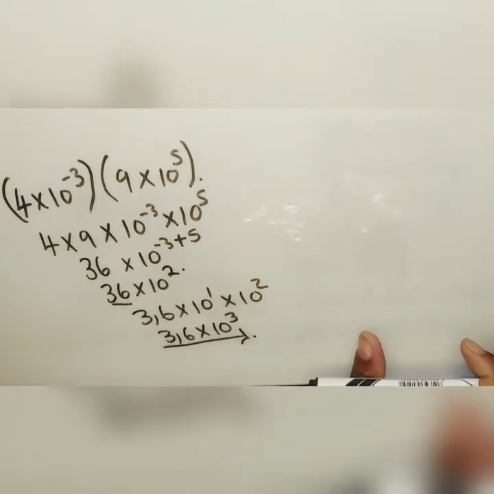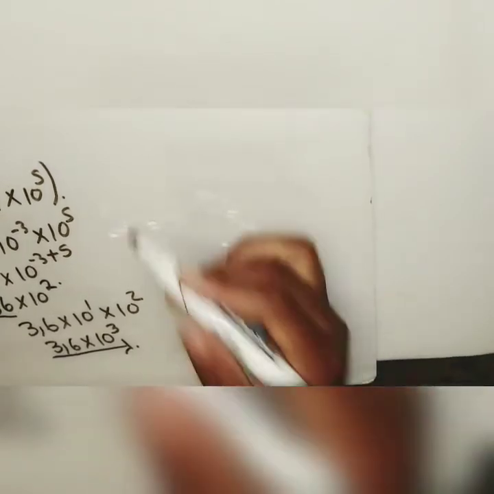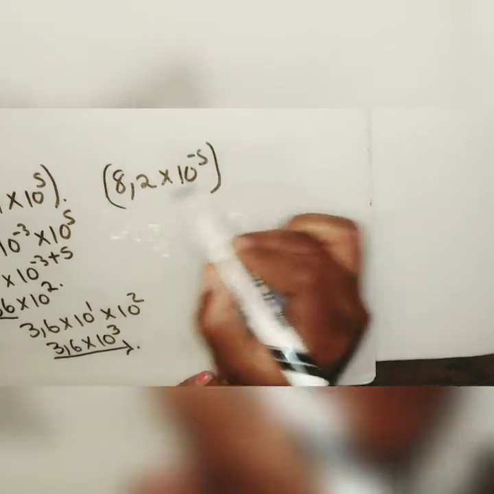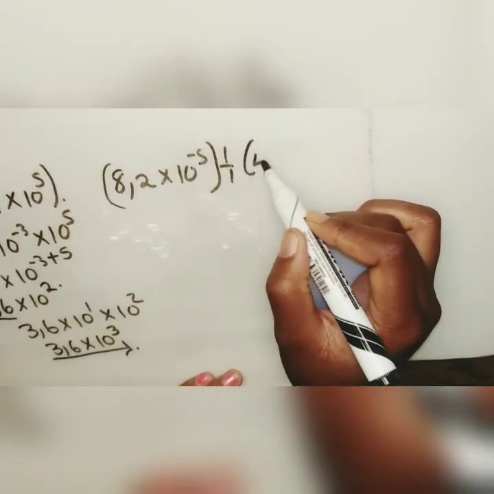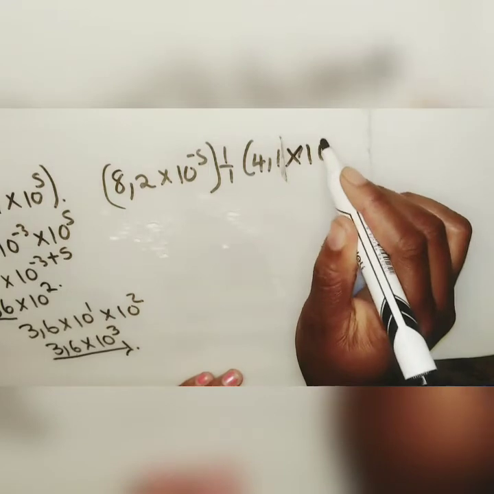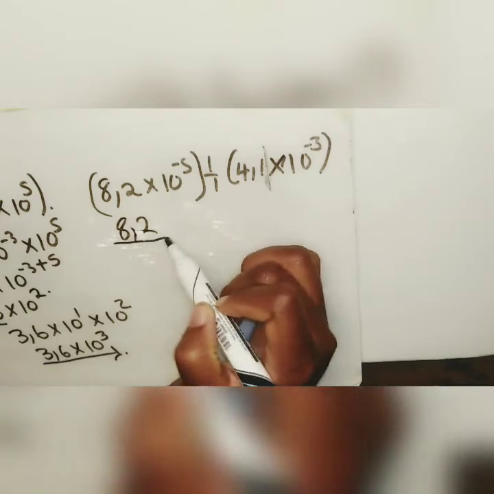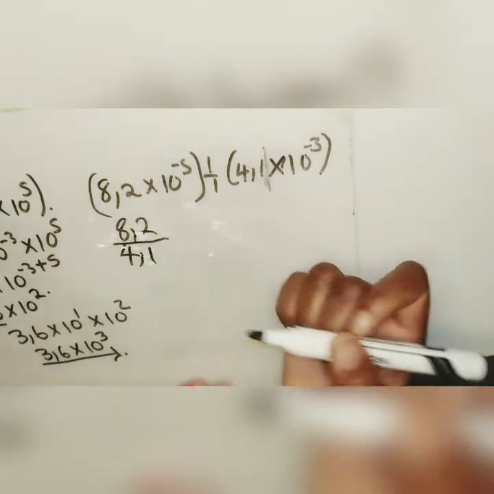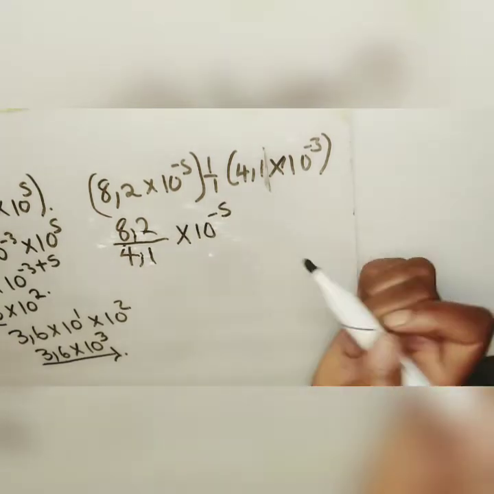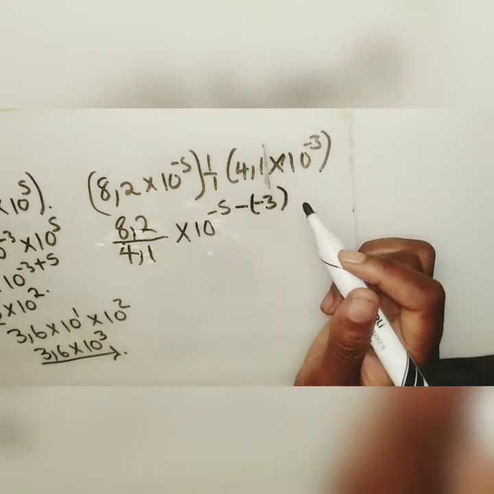And then part D of the question says we must calculate 8,2 times 10 to the power minus 5 divided by 4,1 times 10 to the power negative 3. So we are dividing. So we say 8,2 divided by 4,1. I don't know if you guys can see there. Times 10 to the power minus 5. Because we are dividing, we are going to subtract our powers. So it's going to be minus 5 minus 3.